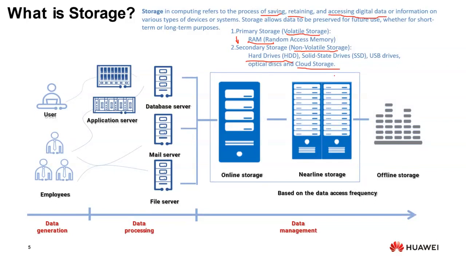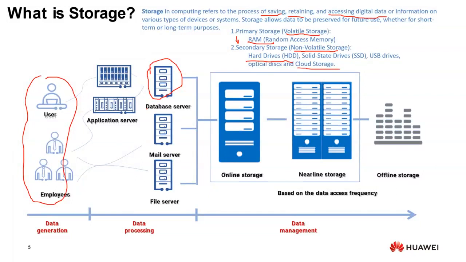This diagram shows the users and the employees. These are the primary people that generate data, because the discussion starts with data, right? The users and the employees are the primary people that use computers and devices to generate data. Maybe we use applications like MS Word and stuff like this. So all these generate data, and the data goes to the server where it's stored.